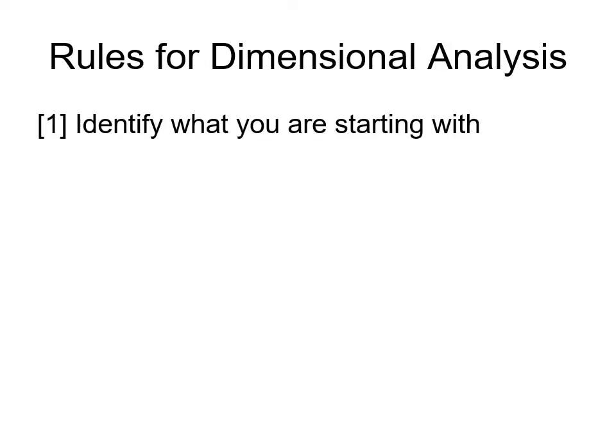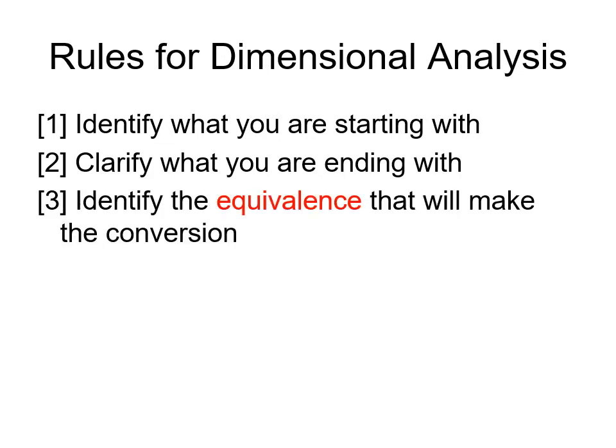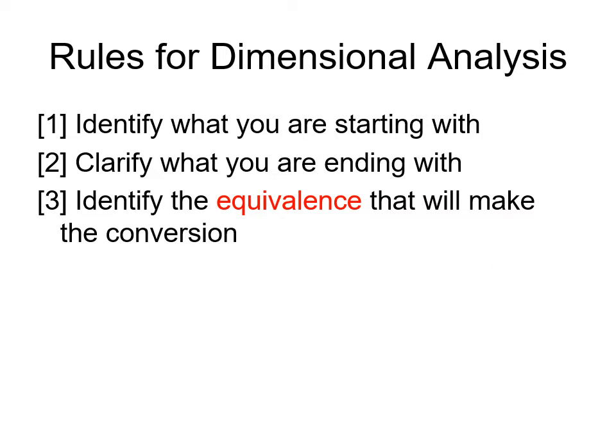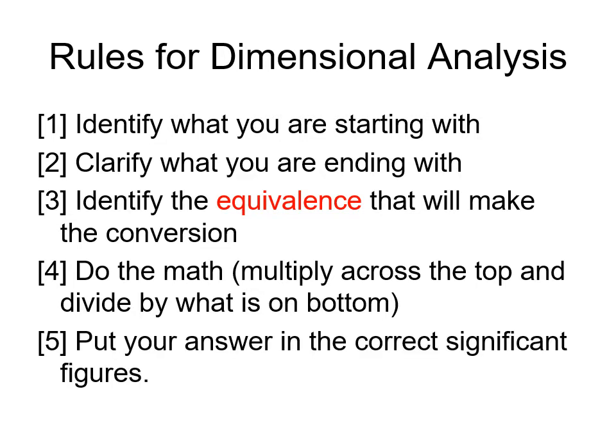And so our steps for dimensional analysis: identify what unit we're starting with, and then look at the unit that we're ending with. And then you'll identify an equivalence, which is a conversion factor that will help you make that conversion, like 1 meter is 1,000 millimeters. That's an equivalence. Oops, I meant to erase. And then we're going to do the math. You multiply numbers across the top, divide it by what's at the bottom. That will make more sense in a minute. And then answer with the correct number of significant figures.